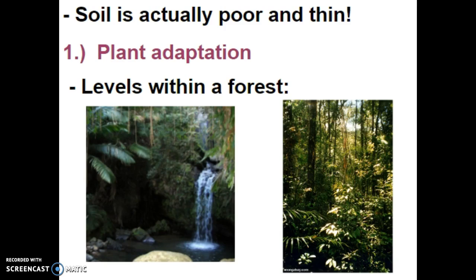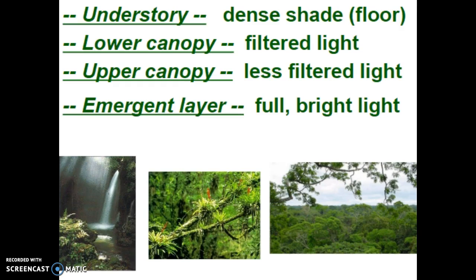So we're going to talk about different levels within the tropical rainforest. The understory, this is kind of the bottom of the rainforest. This would be considered like the forest floor. The understory is very dark. It's shaded mostly all day long due to the fact that there are several types of tall trees that grow in the rainforest, and they're blocking the light to the forest floor.